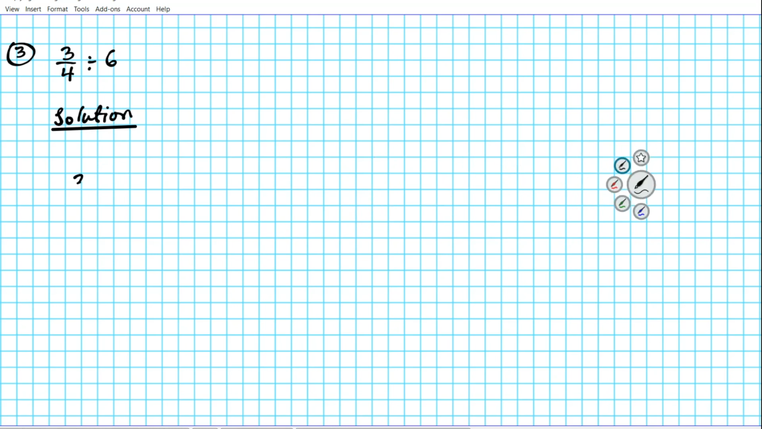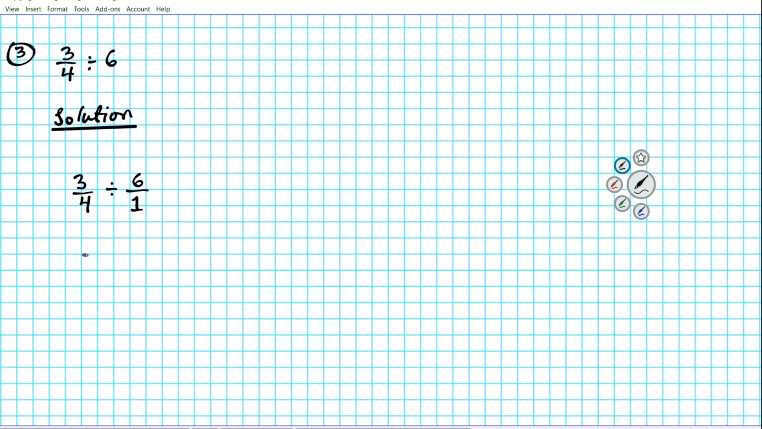So we have 3 over 4. This is clearly a fraction divided by 6, which is not a fraction, it is a whole number. But guess what? All whole numbers are fractions. So how do you write a whole number in fraction form? You just divide it by 1. That is how you convert whole numbers to fractions. Just simply divide them by 1. All right, so we have 2 fractions now.